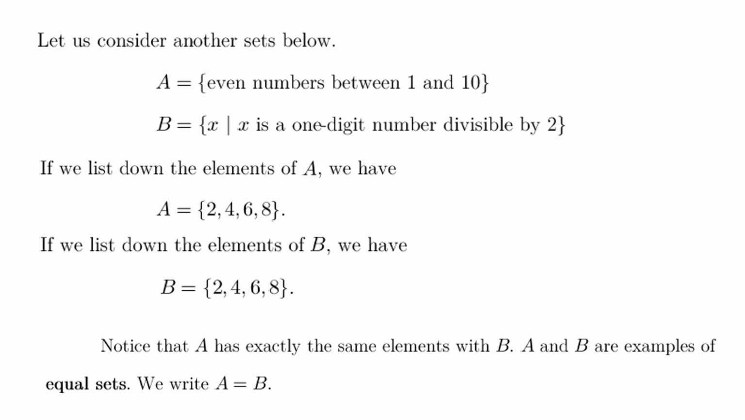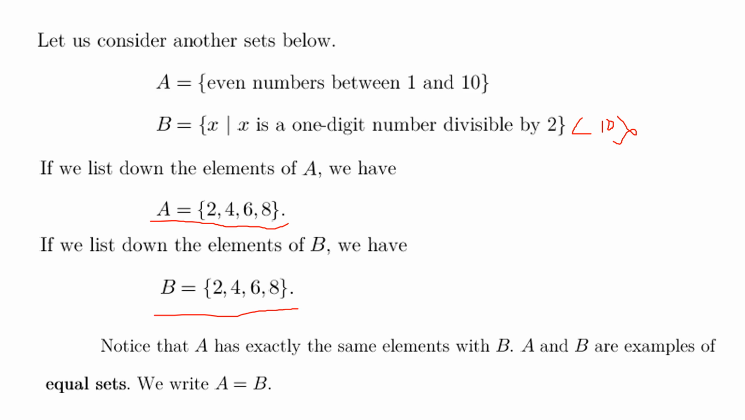Let us consider another set below. A equals even numbers between 1 and 10. Then B is the set of all x such that x is a 1-digit number divisible by 2 and less than 10. If we list down the elements of A, even numbers between 1 and 10, we get 2, 4, 6, 8. If we list down the elements of B, because it's any 1-digit number divisible by 2, we have 2, 4, 6, 8.